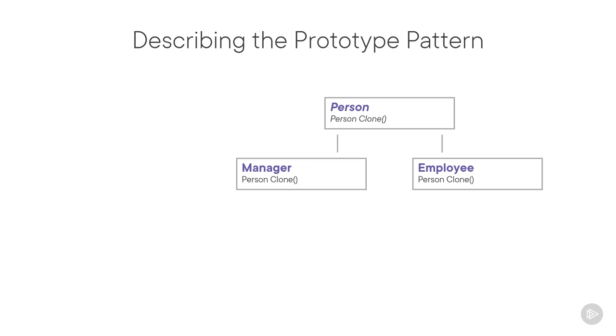The client application only needs to know about the person class's clone method to be able to clone subclasses like employee and manager. What you see here is the prototype pattern at work. In essence, it describes a way to create a new object by cloning an existing one. Let's map this example to the pattern structure.